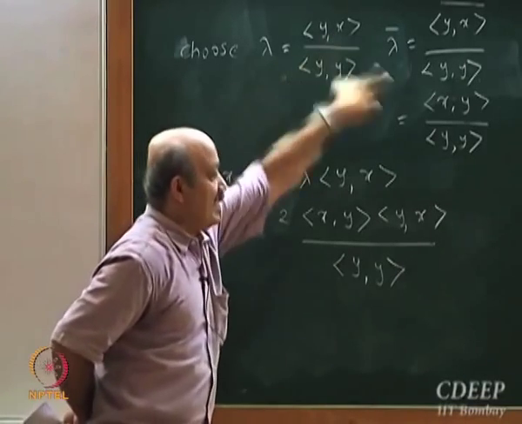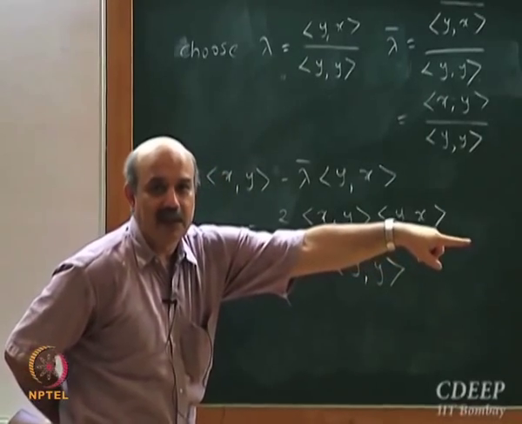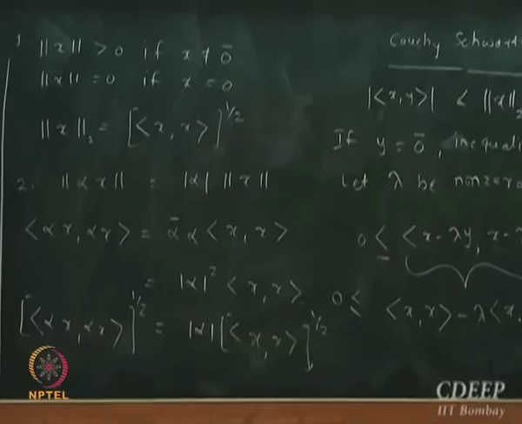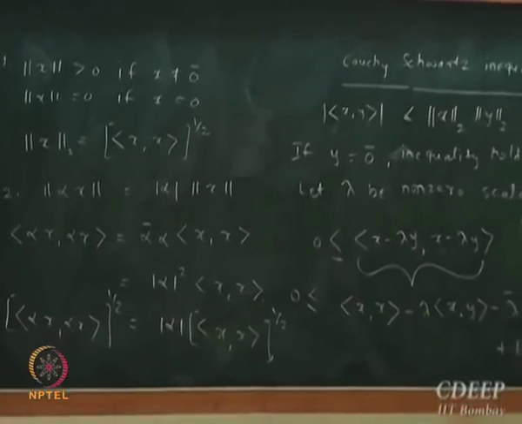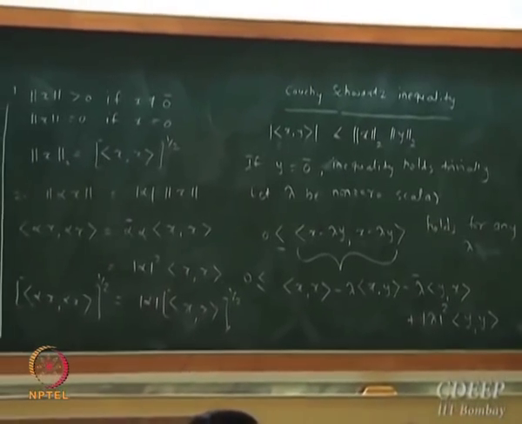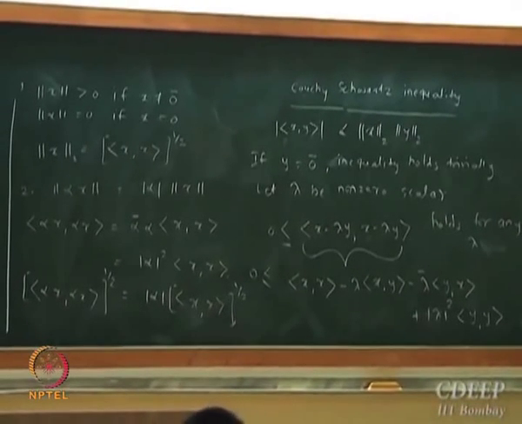What is lambda? y x. I am substituting in the first thing there, x y, right? And what is lambda bar? x y, but there it comes y x, right? Just algebraic jugglery. Okay.